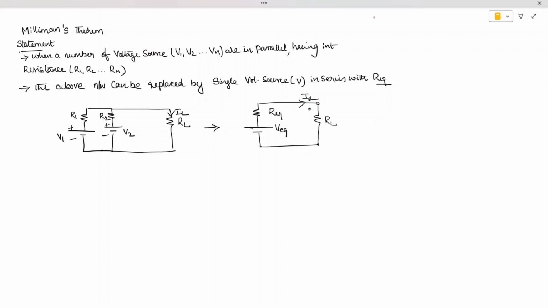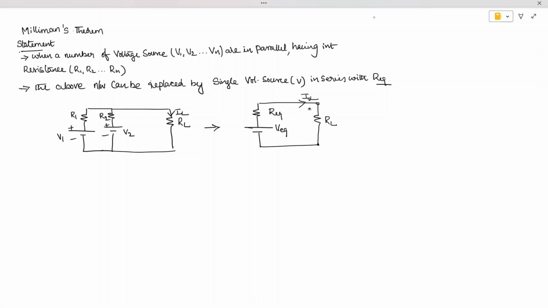Today we are going to solve some problems on Millman's theorem. So before solving this, let us try to know some basics and the statement of Millman's theorem, and then we will apply Millman's theorem onto our problems.